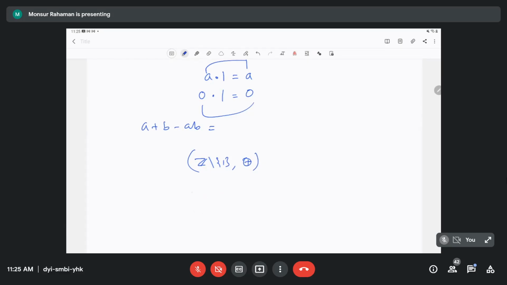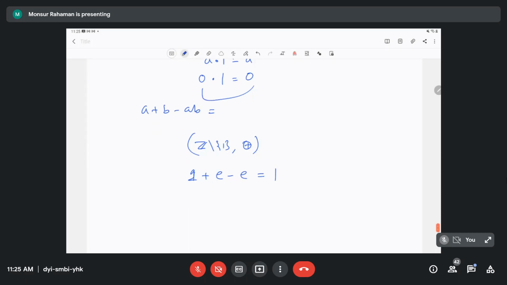But for a equal to 1? Yes, 1. 1 plus e minus e is equal to e. It satisfies. But what about e? It has to be unique, sir. e should be unique. That's what I'm saying.